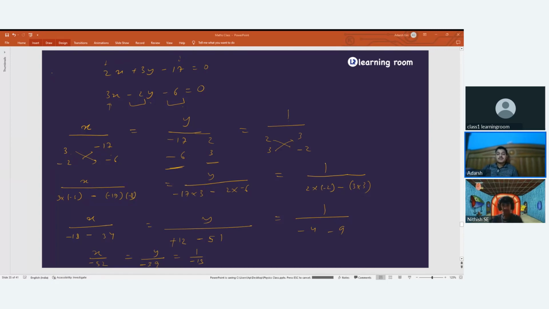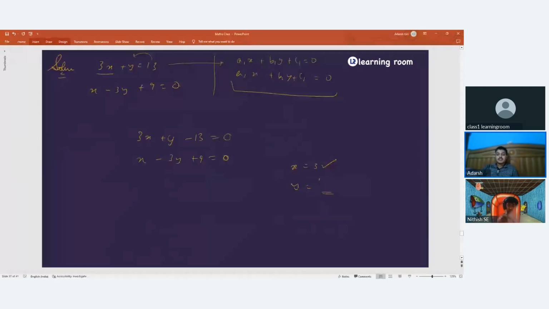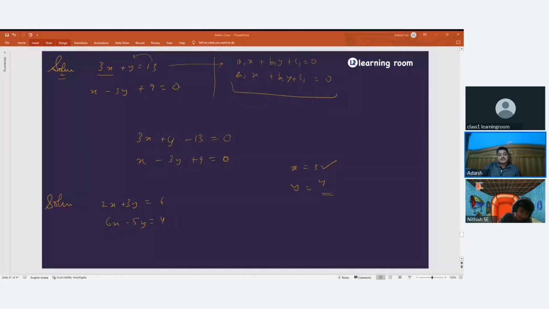I would like you to do one more question then. You have to solve 2x plus 3y is equal to 6 and 6x minus 5y is equal to 4. Try to solve this.